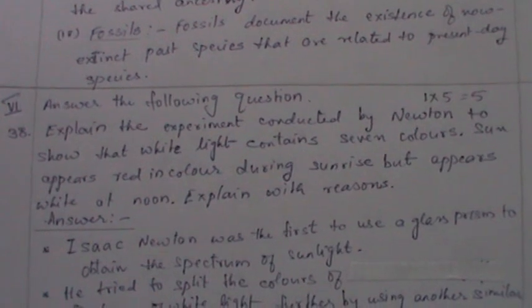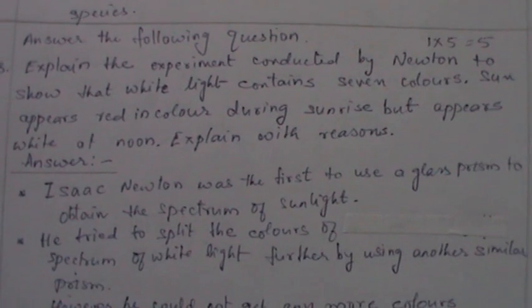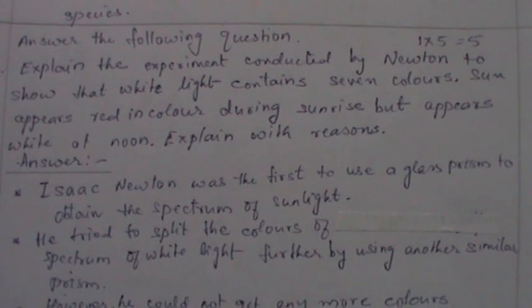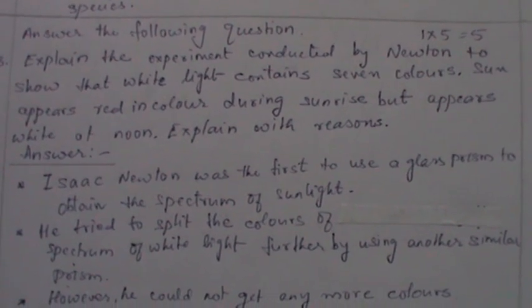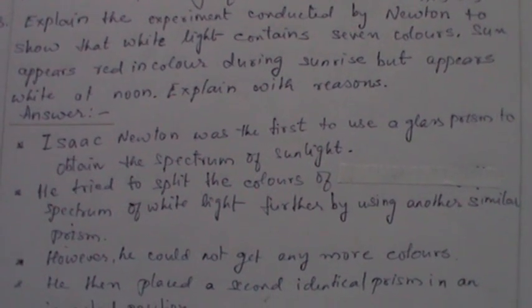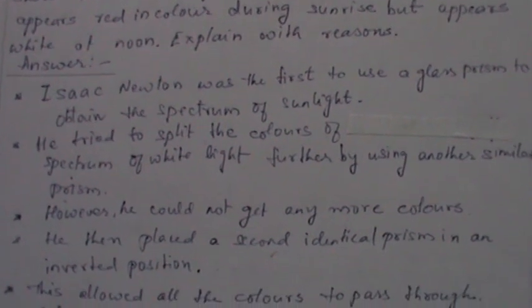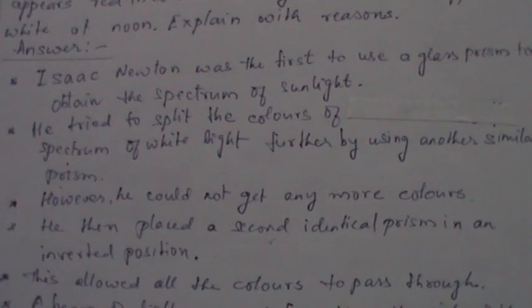Question number 38. Explain the experiment conducted by Newton to show that white light contains 7 colors. The sun appears red in color during sunrise but appears white at noon. Explain with reasons. Answer. Isaac Newton was the first to use a glass prism to obtain the spectrum of sunlight. He tried to split the colors of the spectrum of white light further by using another similar prism. However, he could not get any more colors.